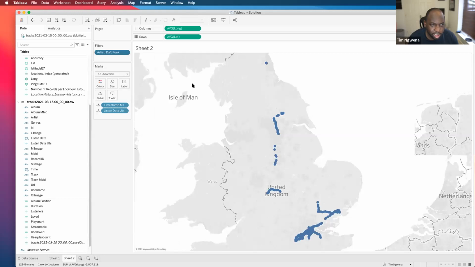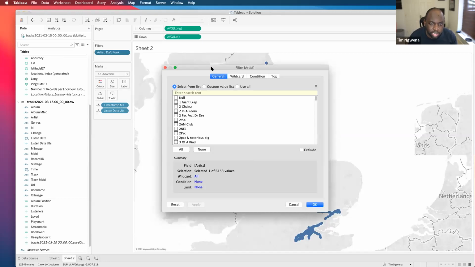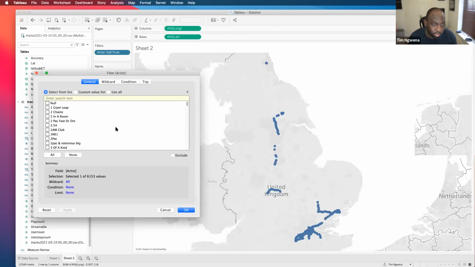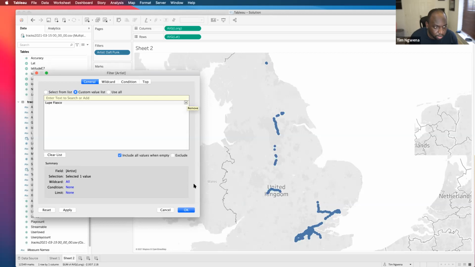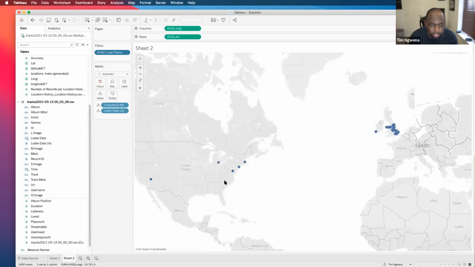And so now I've created this really nice visualization that allows me to answer this question of, where have I listened to certain artists? So if I search for another artist here, if I just go to Lupe Fiasco, and go to my custom value list and get rid of Daft Punk and hit OK, you can see that I've listened to Lupe Fiasco in more places than Daft Punk. Daft Punk exclusively in the UK, but I've listened to Lupe Fiasco in America. I think coincidentally, Lupe Fiasco is an American artist.